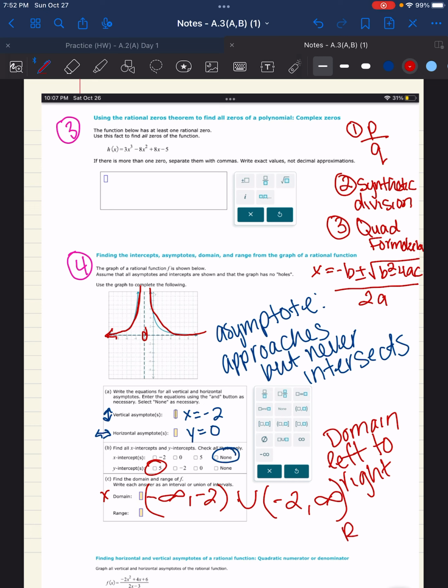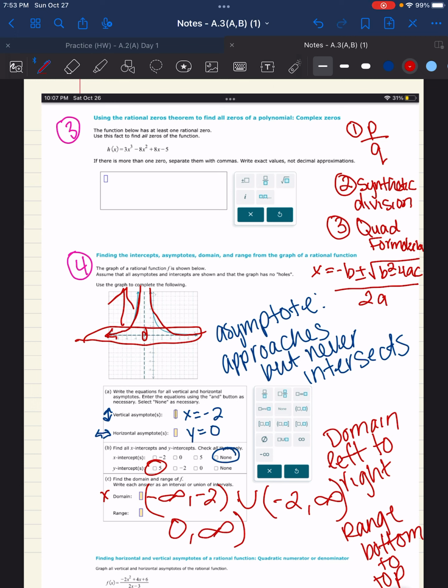Range, we read range, bottom to top. Your bottom number is 0 and everything above 0. So 0 all the way up to infinity. But we did not go below 0.